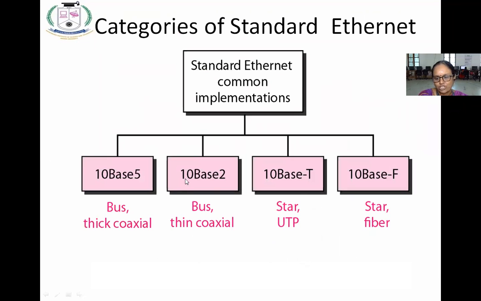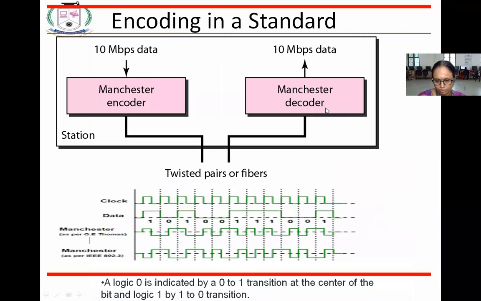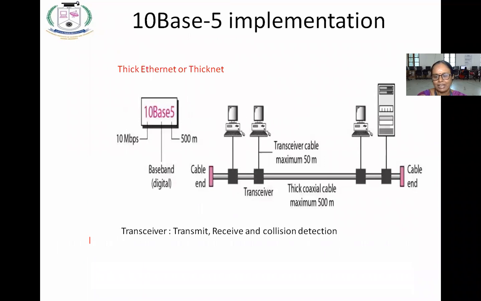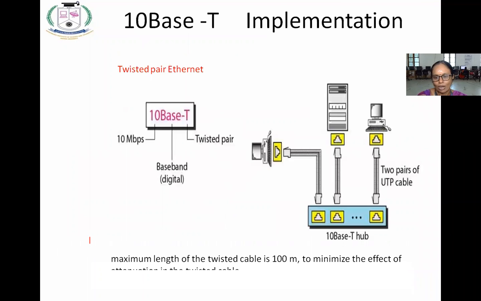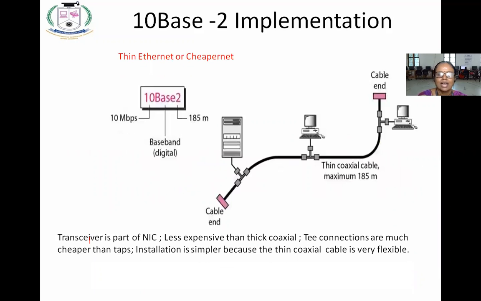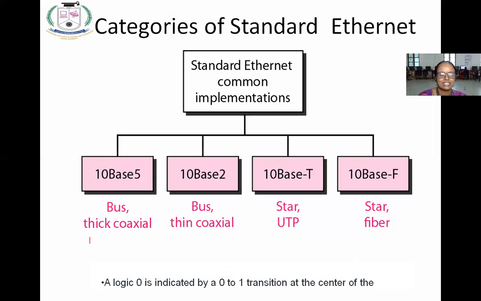Okay, so while I'm seeing all these 4 categories, 10 Base-5, 10 Base-2, 10 Base-T, 10 Base-F. The first one is thick coaxial, then thin coaxial, then unshielded twisted pair, and this is a fiber optic cable. And while we are seeing the distance, it is 500 meters, 185 meters, 100 meters, and 2000 meters. And all of them have the same speed.